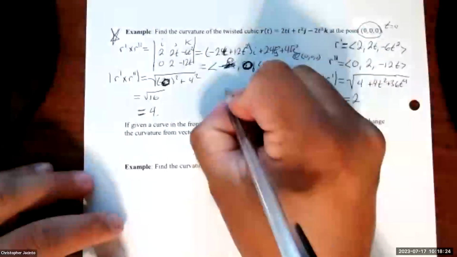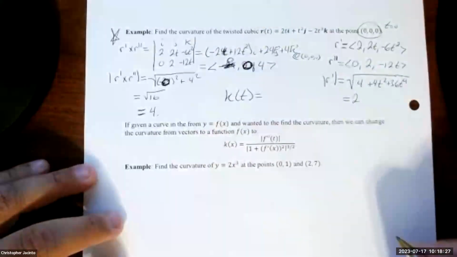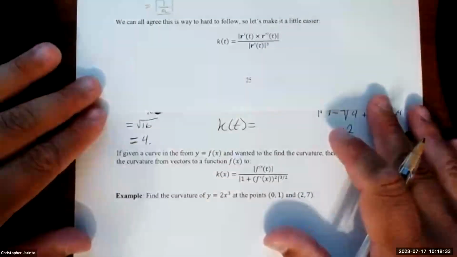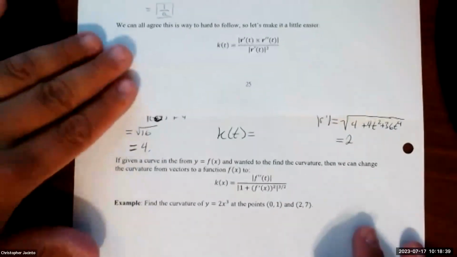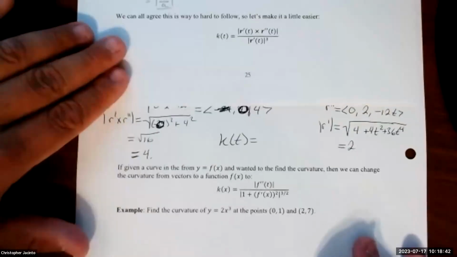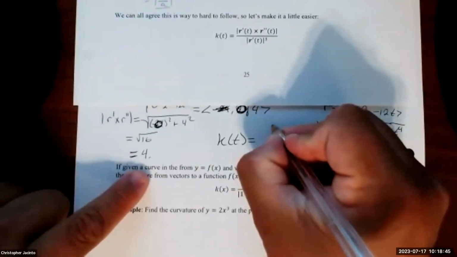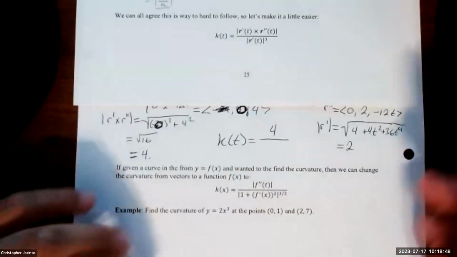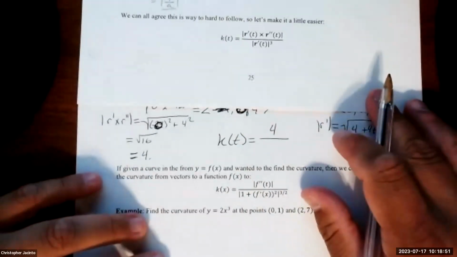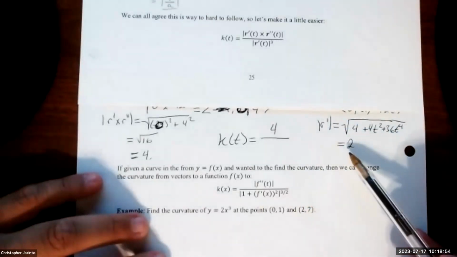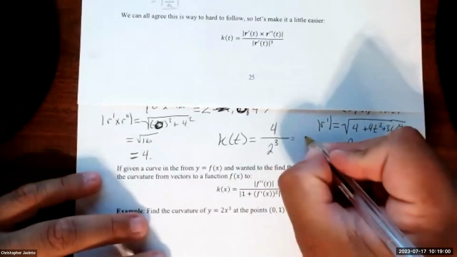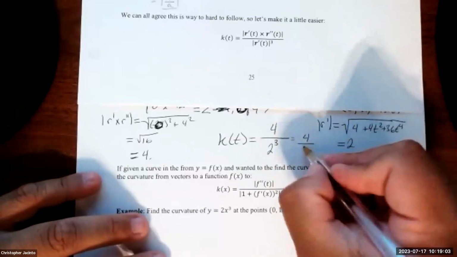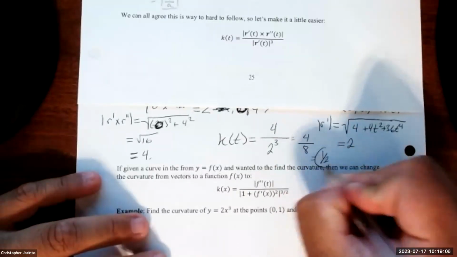So therefore, our curvature. Let's go back to our equation. Okay, so what do we have? We have the magnitude of the cross product, which is 4, divided by the magnitude of its derivative, which is 2, so we have 2 to the third power. That'd be 4 divided by 2 times 2 is 4, times 2 is 8. So it ends up being 1/2.